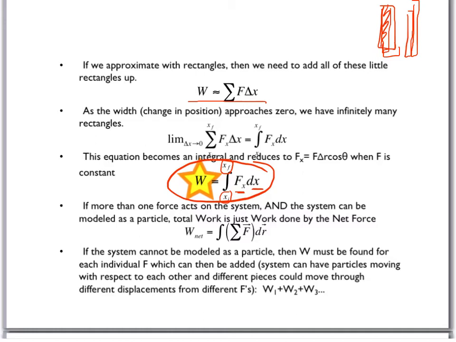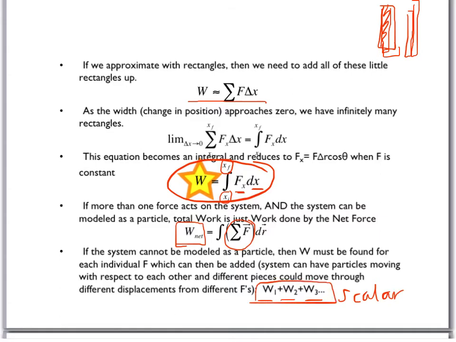If more than one force is going to act on the system and the system can be modeled as a particle, the total work done would just be the work done by the net force. So now we could write this as net force, or the sum of all the forces acting on the object, and that would now be the net work, or the total work that was done. If the system could not be modeled as a particle, then the work would have to be found for each individual force, which could then all be added up. Basically, work 1 plus work 2 plus work 3. Work is a scalar quantity, so you can simply add them together the way that we're showing here.